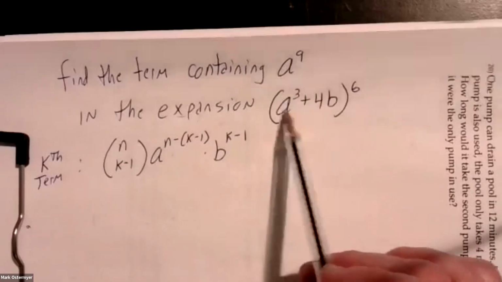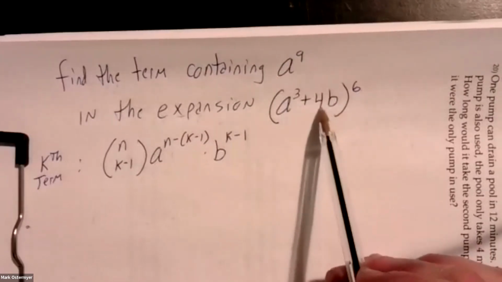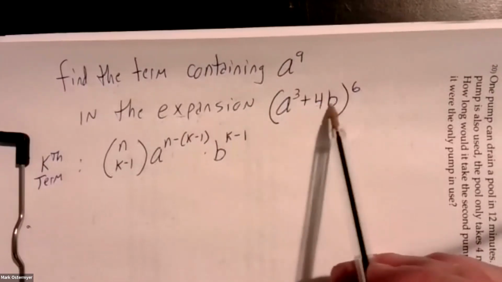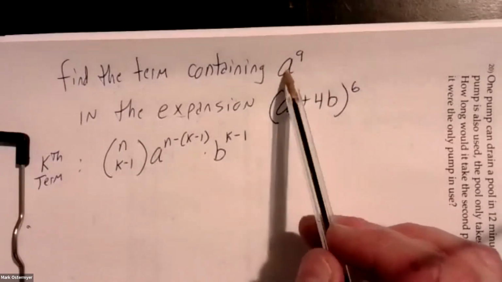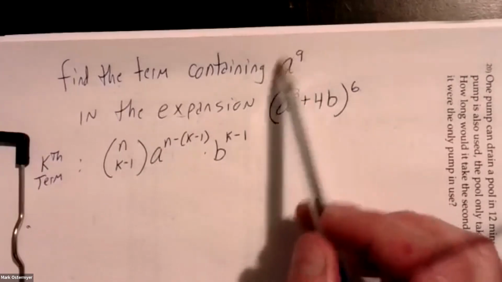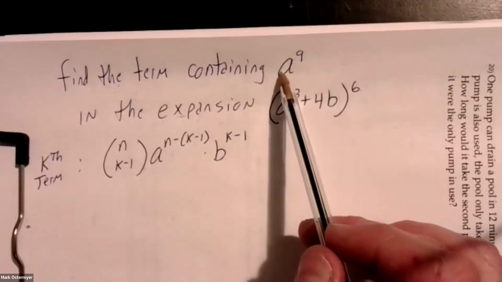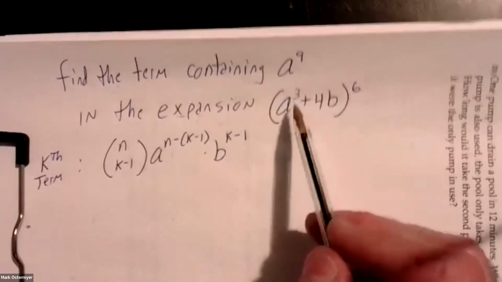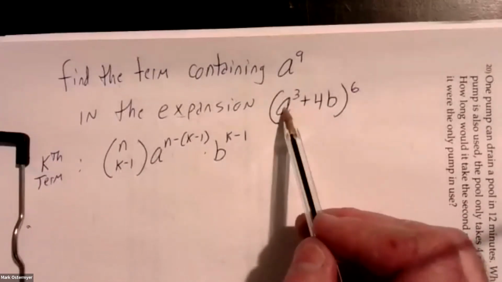What do you think? Am I going to be interested in 4b, the last term, raised to a power? No, I'm not concerned what b is. We don't care what b is. We just care about the term that has a to the 9th in it. So it's going to be the first term that we're concerned with.